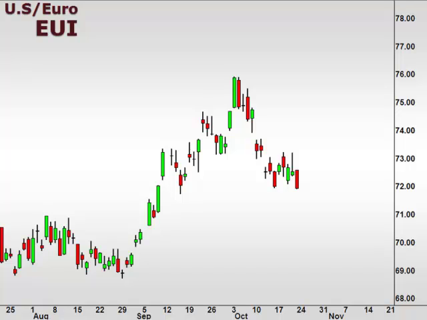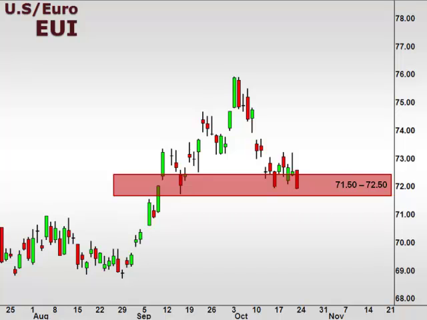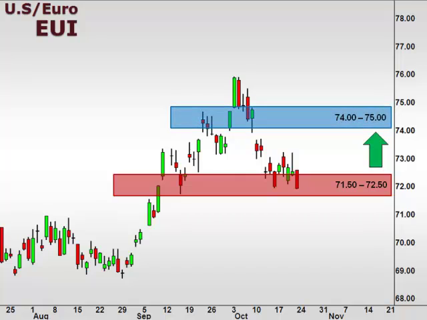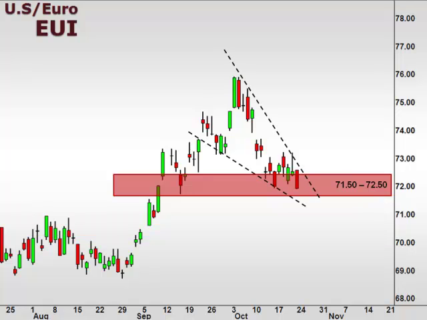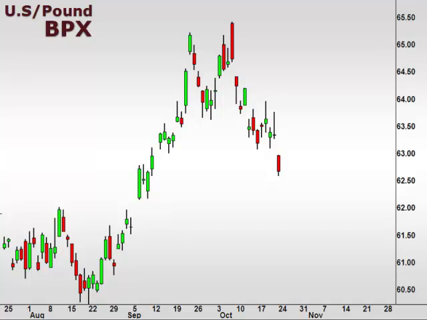Let's take a look at the US dollar versus the euro as seen here in the ISE FX Options Pair Value EUI. The EUI spent the week consolidating within the 71.5, 72.5 support level. A break above 72.5 opens the window for a move higher to test the 74.75 resistance level. A break below 71.5 signals a continuation to the downside. It is important to note that it appears as though a bullish wedge has formed, suggesting the potential for a continuation higher.